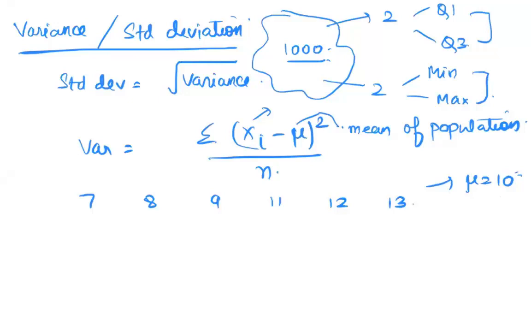So what you do is you compute how far away people are from 10. You basically compute x minus mu. Now this x minus mu is how? 7 minus 10 is minus 3. This is minus 2. This is minus 1. 11 is 1. This is 2. This is 3.